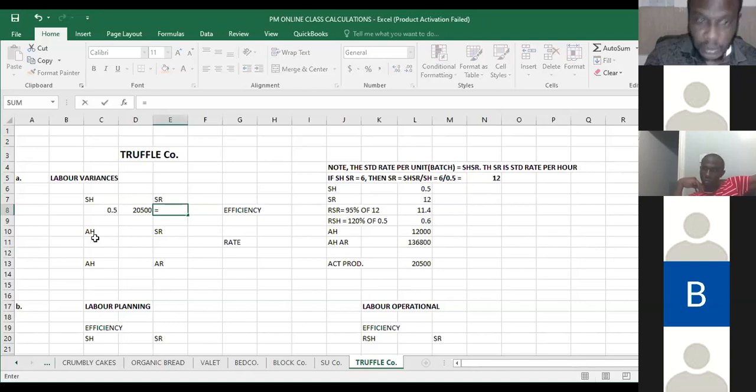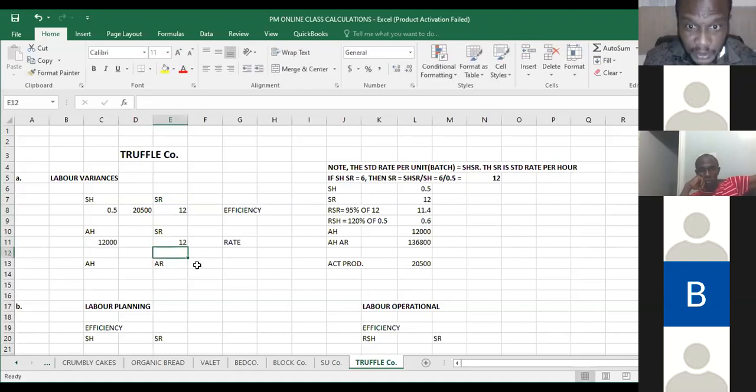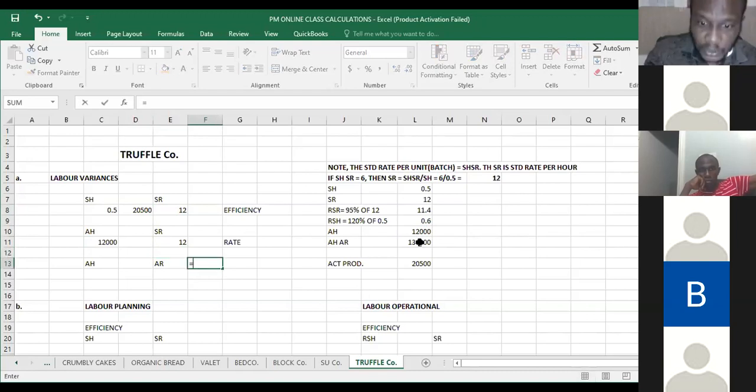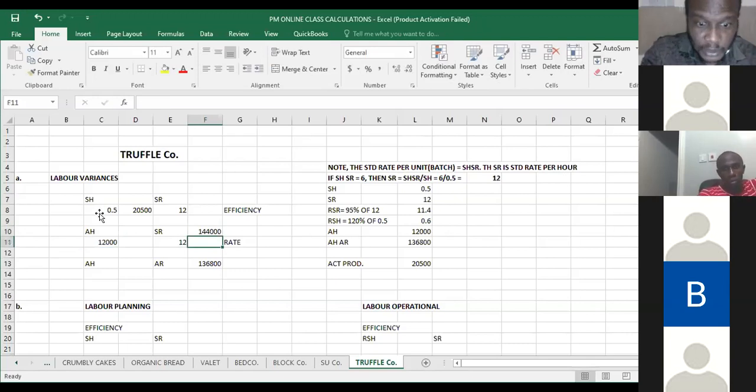Then our actual hours. Our standard rate now is still the same 12. Then our actual hour, actual rate is already given to us. So we'll just come and get that final answer there. So there's no need to do any math for that. Now with this, we'll start showing some level of understanding that we need to be able to be efficient under exam conditions. And then the final one is that multiplied by that.